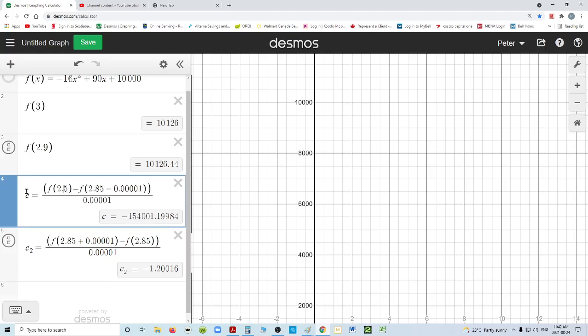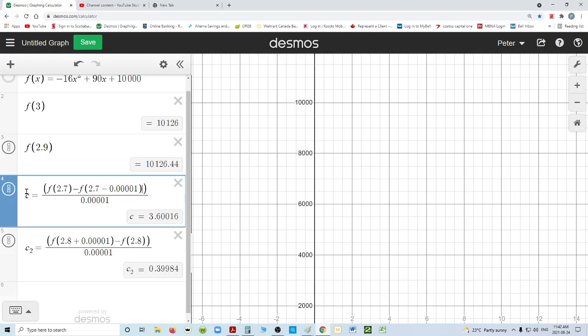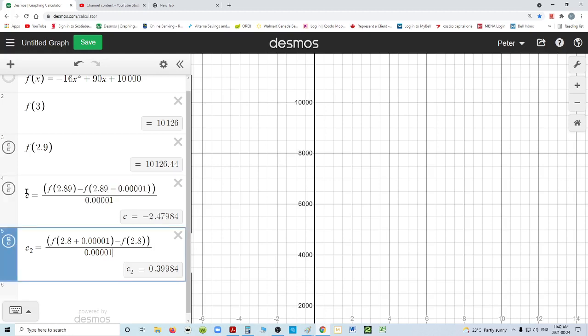We can try 2.7. Let's do 2.7. To the left is positive, and I think we've already proven that it's bigger than 2.8, so this is kind of useless. And the right is positive, so we can see with 2.8 and 2.7, we're getting a positive slope on either side of it, which means it's not the peak. And we found 2.85 doesn't work. So we're really talking about something like 2.89, which makes it really hard to find it this way.